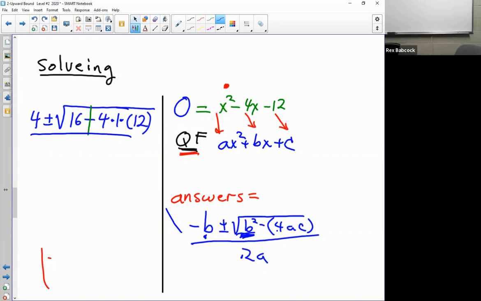Well, A is 1, 1 times 2 is 2. Well, they expect us to be able to do the arithmetic here. So I have 4 plus or minus the square root of 16 plus. 1 times 4 is 4. 4 times 12 is 48.